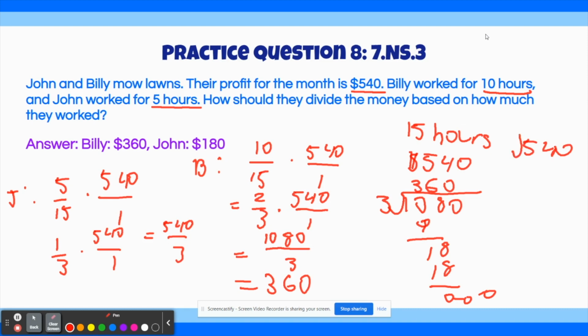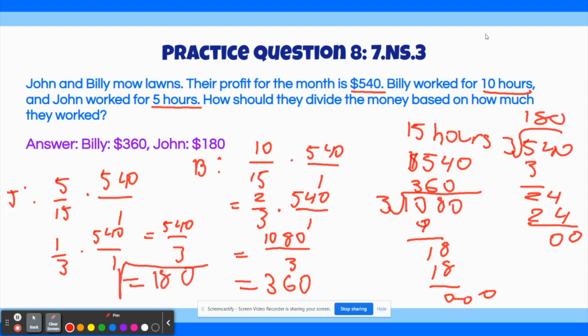540 over 3. 3 goes into 5 1 times. 1 times 3 is 3. Subtract, and bring down the 4 to get 24. 3 goes into 24 8 times. 8 times 3 is 24. We get 0. We bring down 0, and 3 goes into 0 0 times. So we get 180. So 540 over 3 is 180. So here we have John earns $180 and Billy earns $360. Those are our final answers.